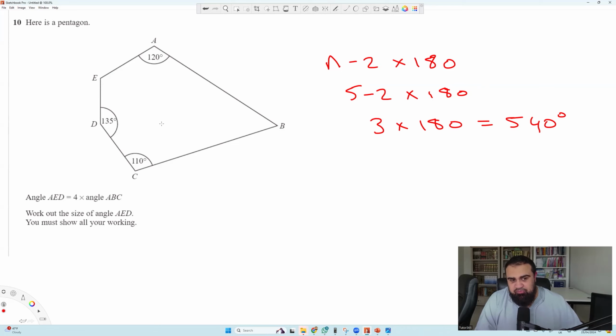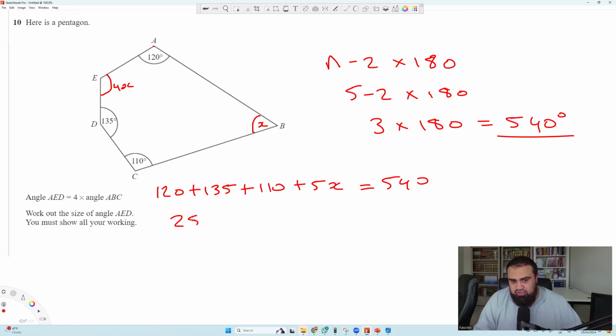Then they've told us in the question that angle AED, start from A, then E, D, you always take the angle in the middle. So this angle here is 4 times the angle at ABC, at this angle here. So if this is x, this is 4x. And so if the sum must equal 540, that means 120 plus 135 degrees plus 110 degrees plus 5x equals 540. So 120 plus 135 should give you 255 plus 110 plus 5x.